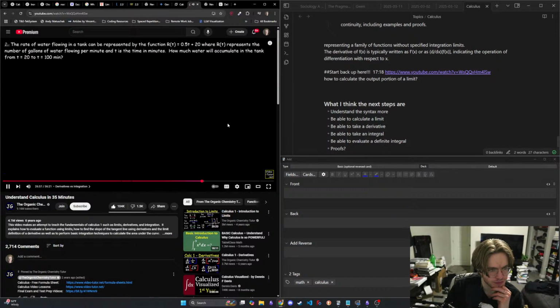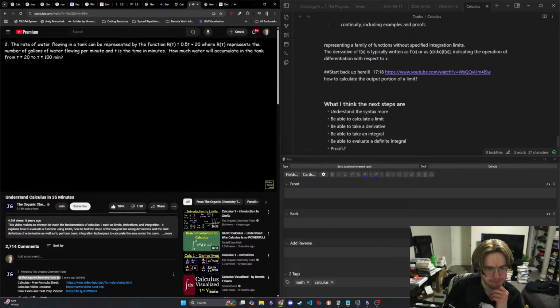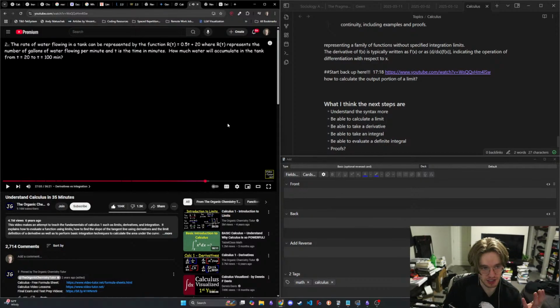Okay, let's look at this one. R of t is equal to 0.5t plus 20, where R of t represents the number of gallons of water flowing per minute, and t is the time in minutes. So here's the question. How much water will accumulate in a tank from t equals 20 to t equals 100 minutes? So should we use integration or differentiation? Okay, this should be integration.